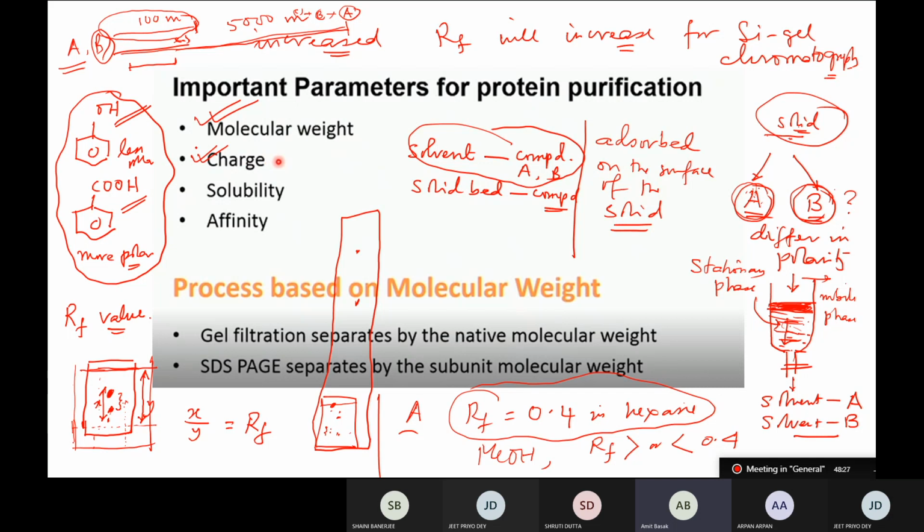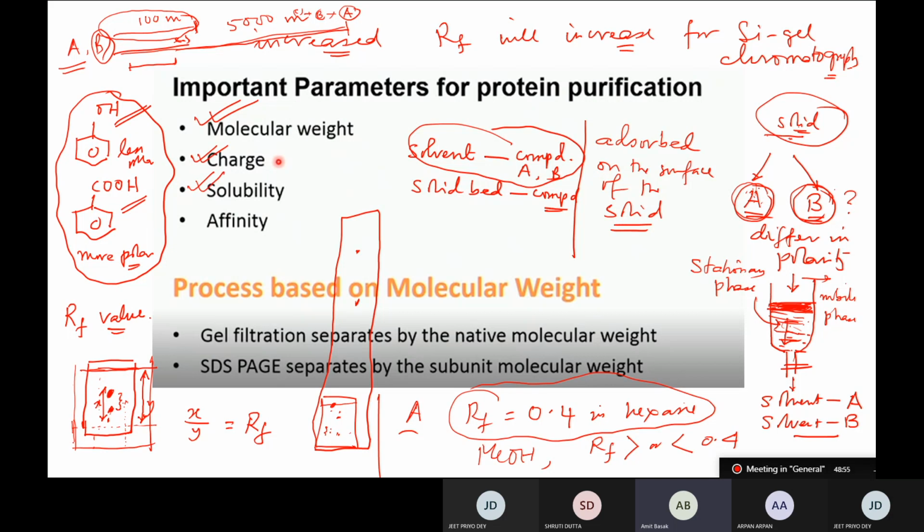They will move faster in comparison with a molecule with a lower extent of charge. So you can exploit the charge because different proteins have different isoelectric points, so their extent of positive or negative charge at a particular pH will be different. Then the third point that you can also exploit is called solubility.